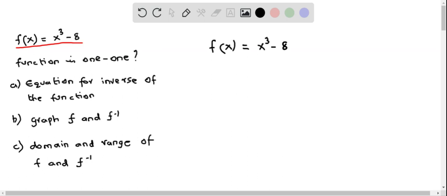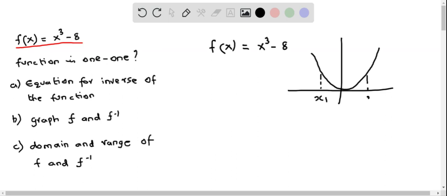Remember that a function is one-to-one if no two different inputs of x give the same value of y. For example, if you consider a function like this, here you can say that for this value of x1 and for this value of x2, it gives the same output. Let's say this output is a, then both x1 and x2 give the same output a, which means this is not one-to-one.